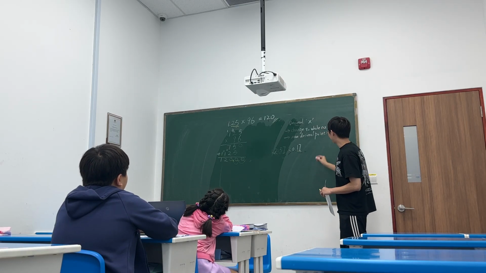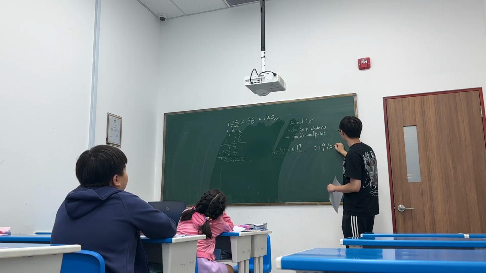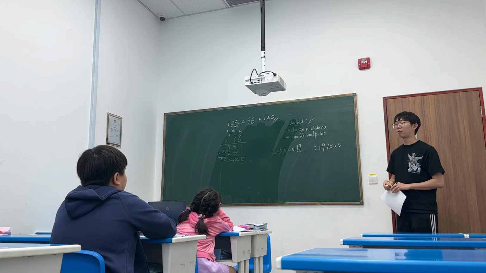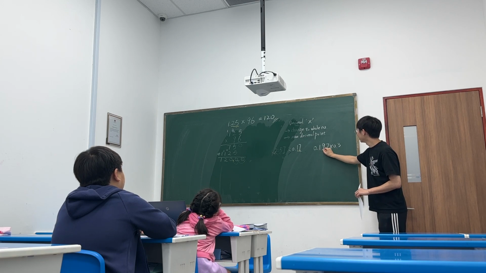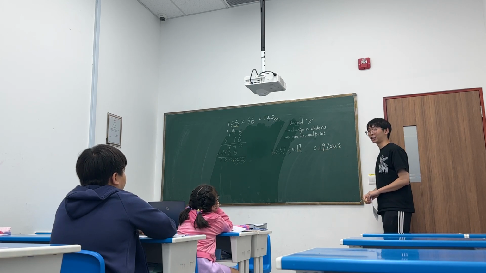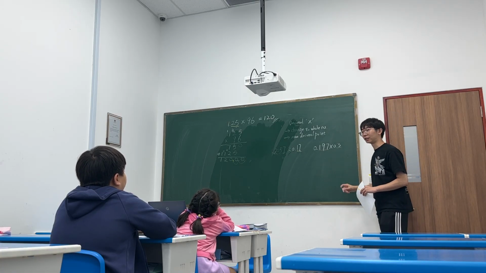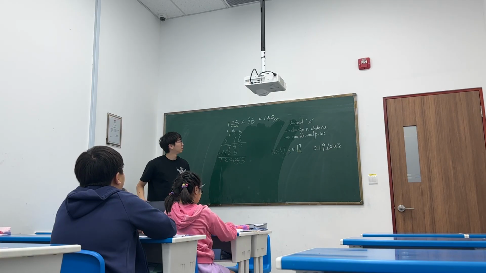Let me give you another example. 0.197 times 0.3. This time, I need to move the decimal point by how many times? 4. Yes. 1, 2, 3, and 4. So the number of times you move equals the number of digits after the decimal point. Alright, now let's take a look at the third question in your report class quiz.